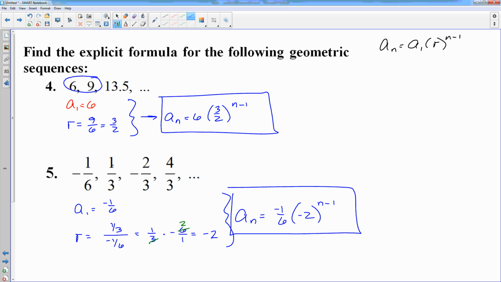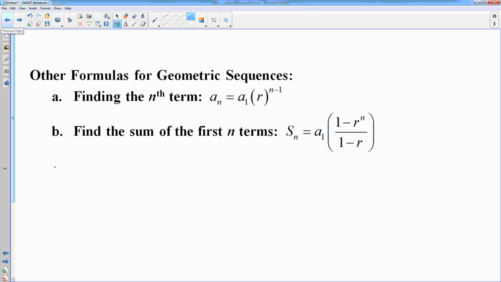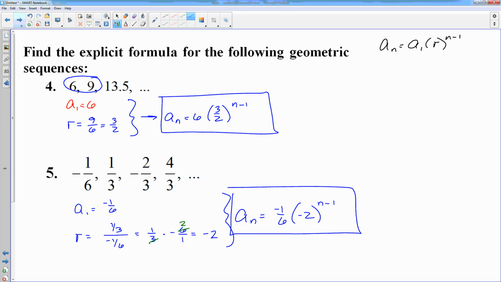There we go. So there's a geometric explicit formula. Was there another one? Nope, that was it. All right, a couple of other formulas for geometric sequences. If you want to find the nth term, like if I ask you for the 14th term, you use the exact same formula we just used. The nth term is your first term times the ratio to the n minus 1. So that's not new. That's the same formula we just used on these two examples.